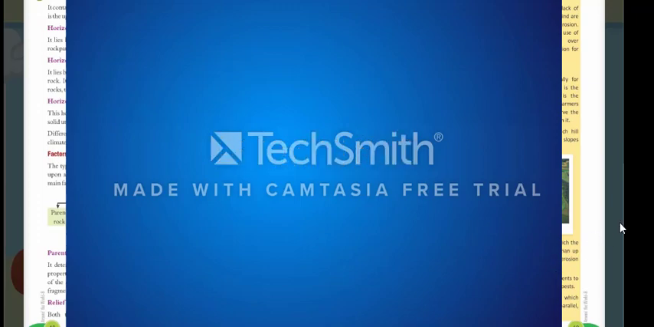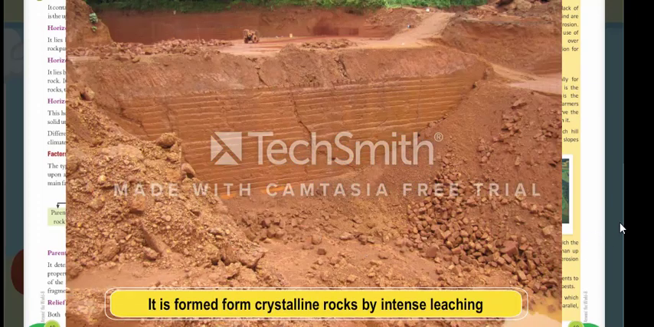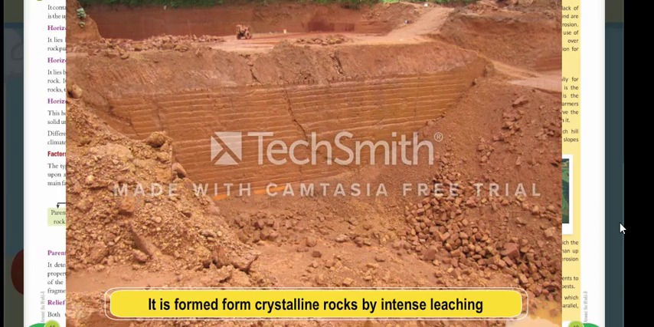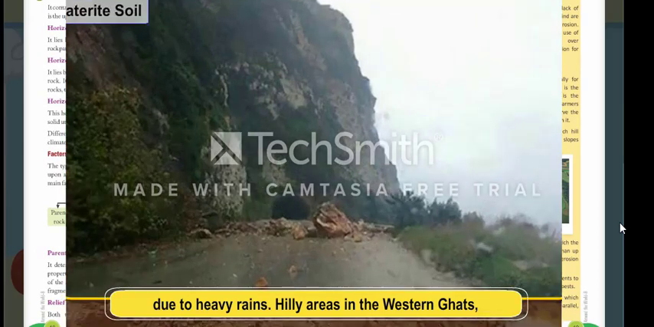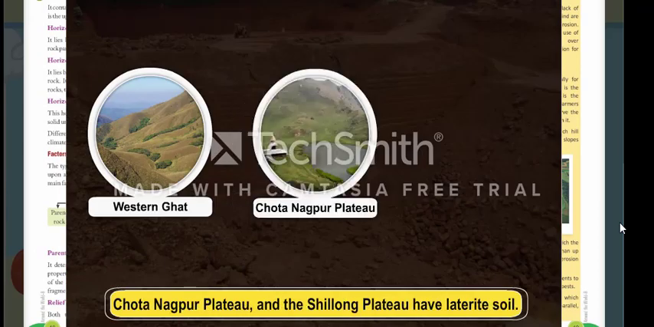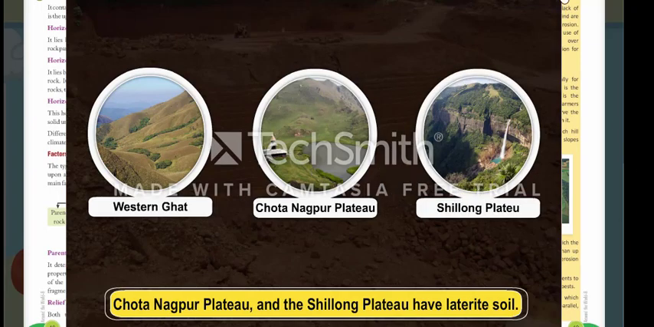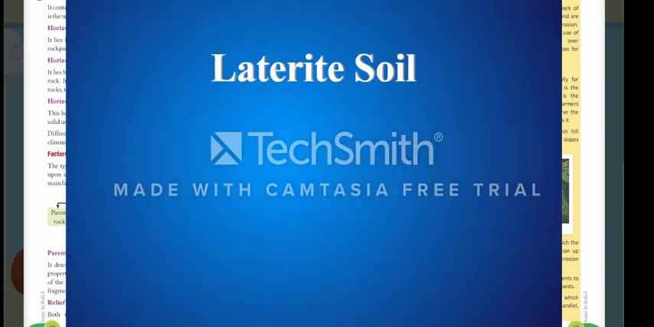Laterite soil. It is formed from crystalline rocks by intense leaching due to heavy rains. Hilly areas in the Western Ghats, Chota Nagpur Plateau, and the Shillong Plateau have laterite soil.